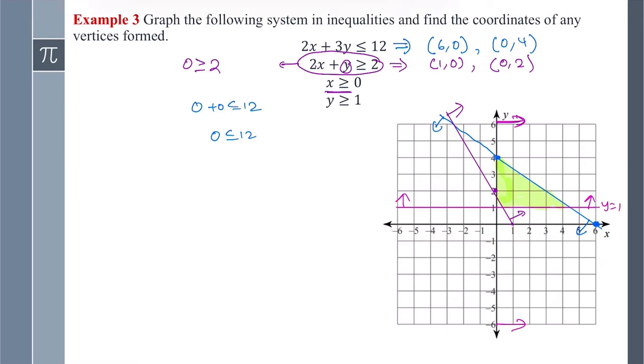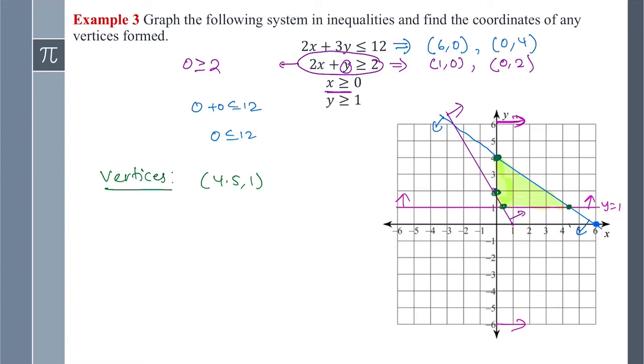Now we have a shape here, which I think is a pentagon, and then we need to write the coordinates. So the coordinates are here, here, here, and here. So these are the vertices. So the first one here is (4.5, 1). So (4.5, 1). This one looks like 0.5.